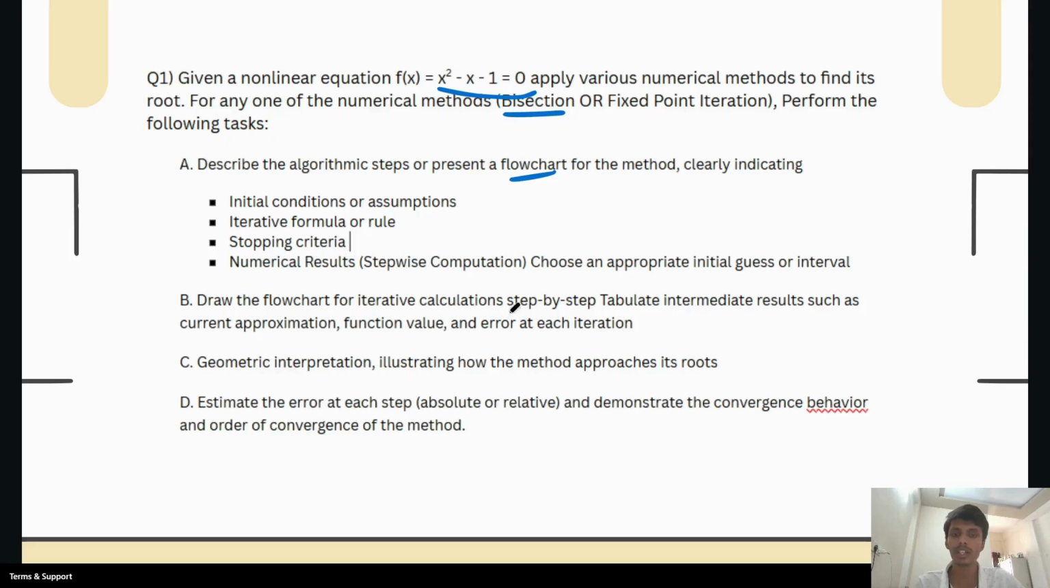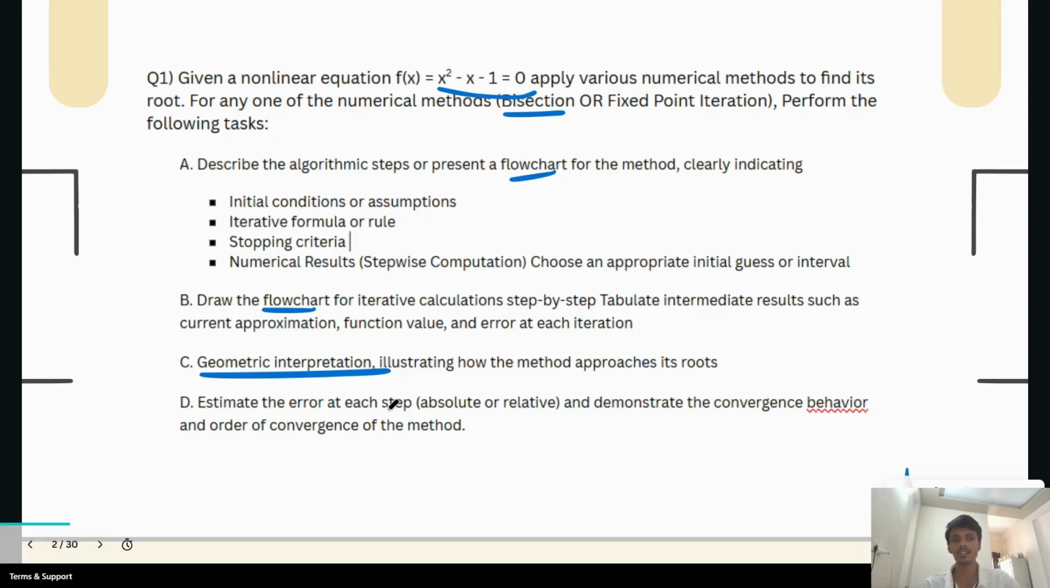Draw the flowchart for the iterative calculation step by step, and tabulate intermediate results such as current approximation, function value, and error at each iteration. For geometric interpretation, we have to create a graph illustrating how the method approaches its root. Estimate the error at each step, absolute or relative, and demonstrate the convergence behavior and order of convergence of the method.